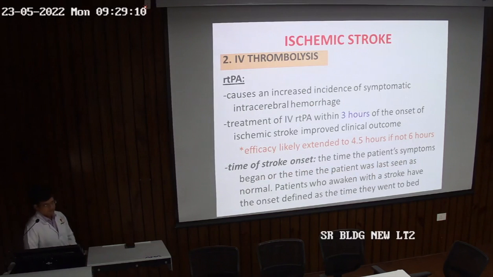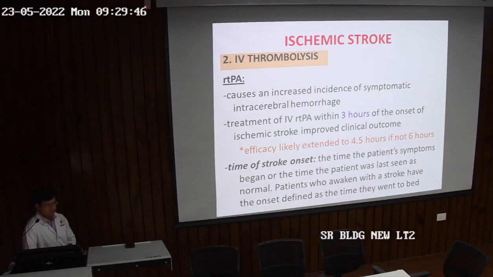Then comes our main treatment, that is in the form of IV thrombolysis. The IV thrombolysis can be done through recombinant tissue plasminogen activator, but the treatment of IV rtPA should be done within 3 hours of the onset of ischemic stroke. If the patient comes to you within 3 hours or up to a maximum of 6 hours, then we can go for IV thrombolysis. But if the patient comes to you after 6 hours, then IV thrombolysis should not be done.